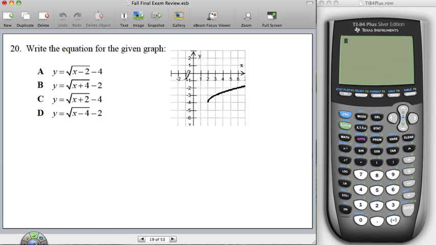Number 20, write the equation for the given graph. So you're basically taking, this is your square root function. We're taking the square root function and we're shifting it around. So I'm shifting it 2 units to the right and 4 units down. So if my original function was y equals the square root of x, to move that 2 units to the right, I would have to subtract 2 from the x. And then to move it 4 units down, I need to shift my function 4 units down. So my correct solution for this is going to be A.